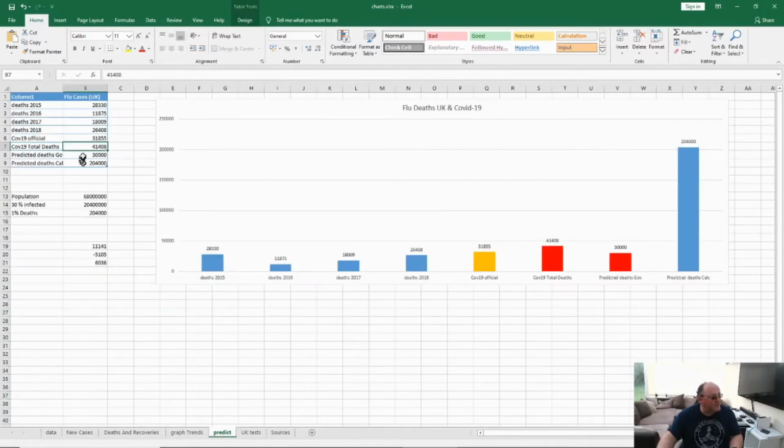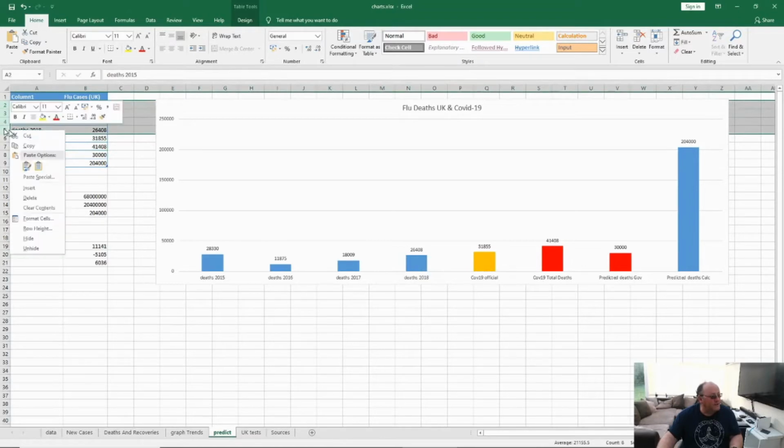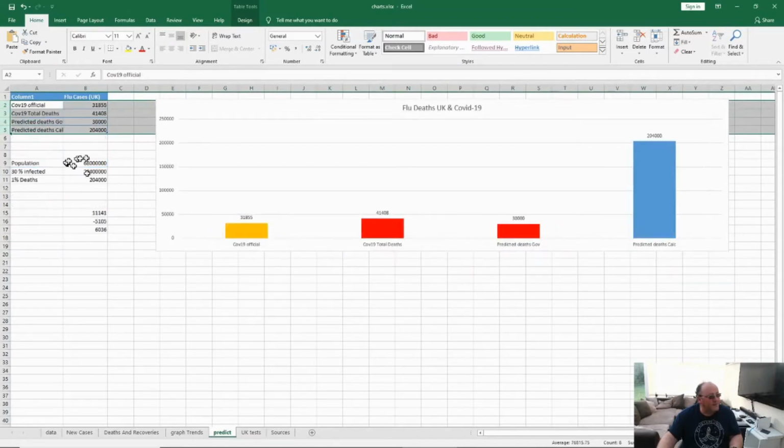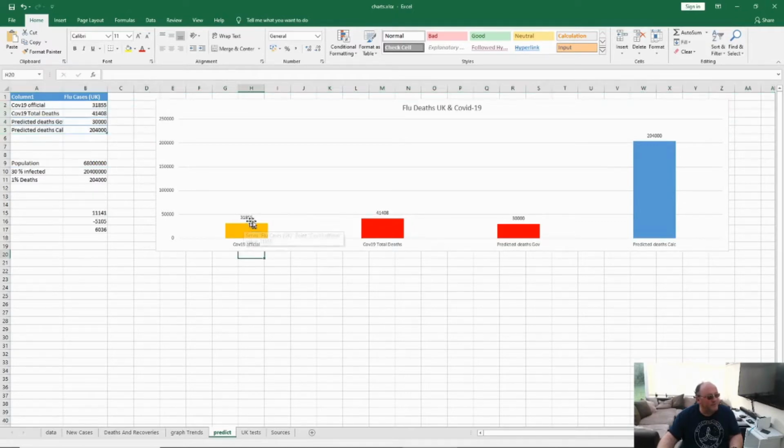All the predictions, which I updated the other day, we all kind of said that it's going to be similar to the flu, which are these totals here. As it turns out, it's a lot worse than the flu. So all these totals become irrelevant. And what that leaves us with is the official COVID deaths. This is 31,855, or the ongoing total deaths of 41,408. They did predict 30,000, and once again, the worst case scenario, which I came up with, is 204,000. So it seems that we're actually on the way.